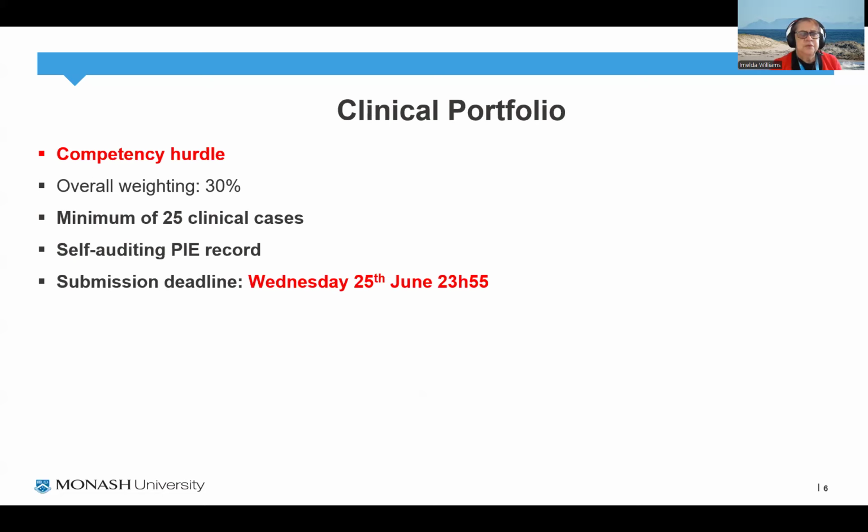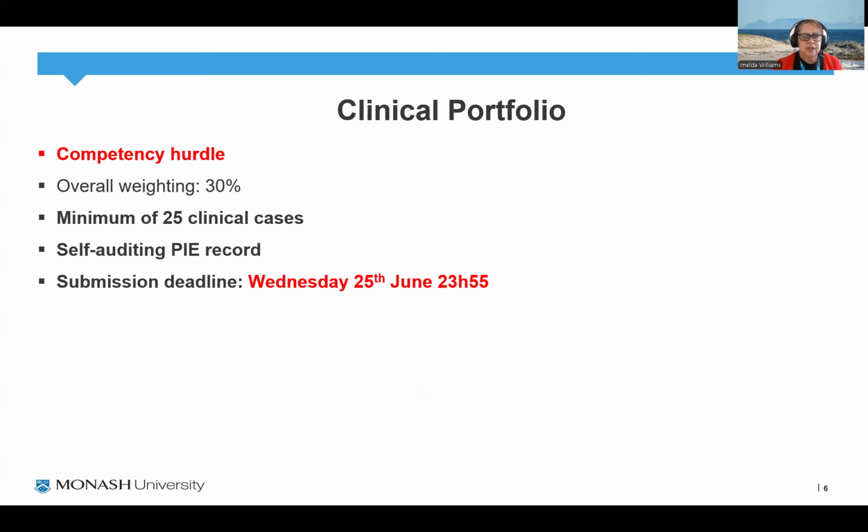So the clinical portfolio is a competency hurdle, which means that you need to pass the portfolio to enable you to pass the unit. If you do not pass it at first instance, you will need to resubmit, and then it will be capped at 50%. The overall weighting for the clinical portfolio is 30%.